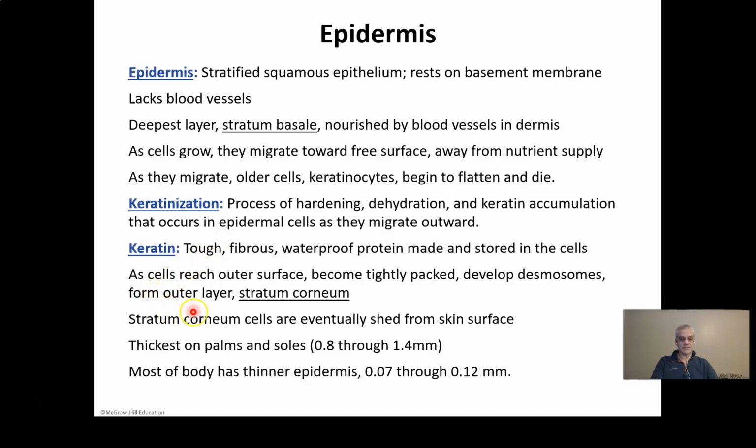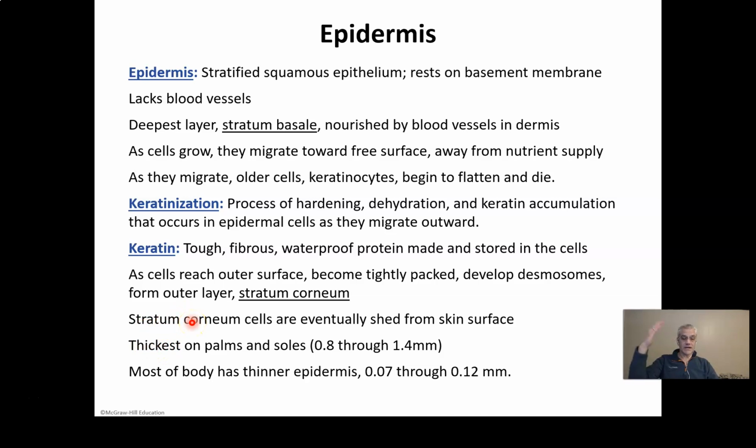Cells reach the outer surface, they become tightly packed. Of course, they flatten out, flatter and flatter and flatter, and they're still quite closely connected to each other, and they have this waterproof. Yes, you can go through the argument of, is it really waterproof? Well, it's pretty water resistant. It takes a long time for water to soak in. Go ahead and sit in the tub or sit in the pool for quite a while. Yes, your skin will absorb the water in there. So it's not perfectly waterproof, but it's pretty water resistant.